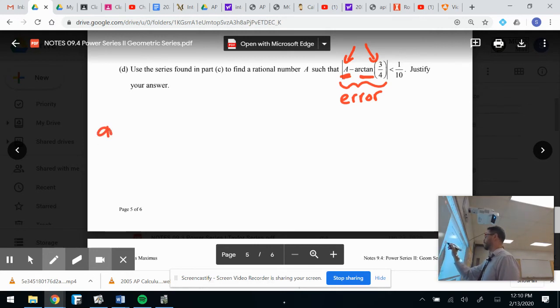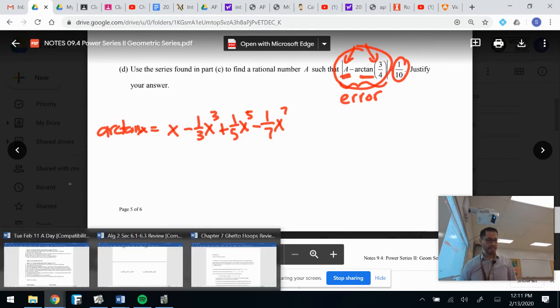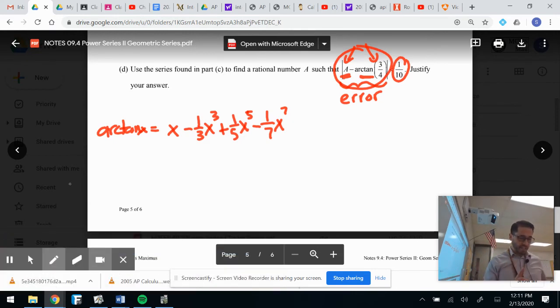Okay, so let's write down what our arctangent of x was again. It was x minus 1/3 x to the third plus 1/5 x to the fifth minus 1/7 x to the seventh. Now they're asking me to find an error. Now we have a rule here in AP Calc that your error bound, or your remainder, is always, if they're asking us to find it less than 1/10, then the first unused term is your error bound.